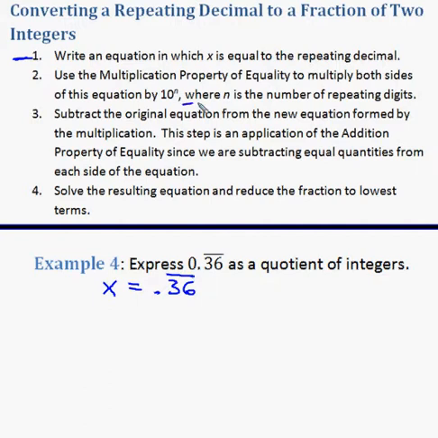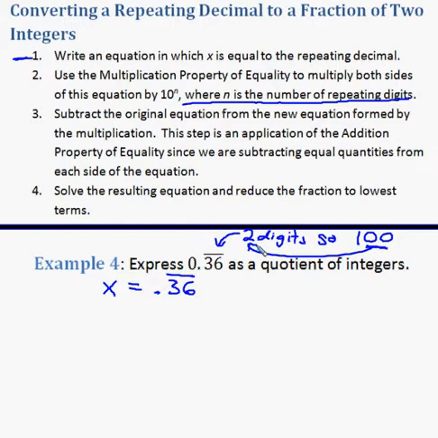What this is saying here is you see how many digits are repeating, and then you write a power of 10. The powers of 10 are 10, 100, 1,000, 10,000, 100,000. The way that you determine if you want 10 or 100 or 1,000 is by looking at how many digits repeat. So in this case, 2 digits repeat. So we want to use 100 because 100 has 2 zeros. 2 zeros when 2 digits repeat.